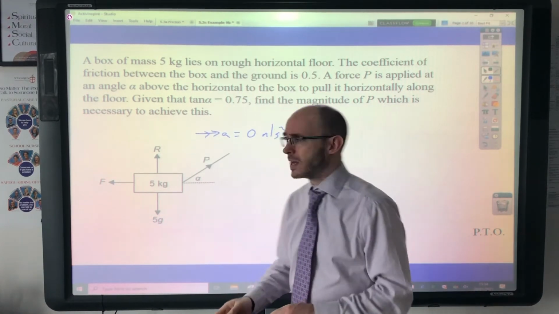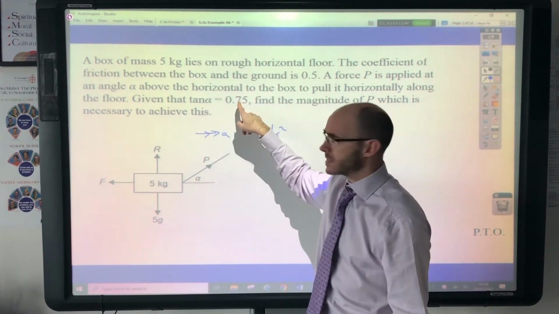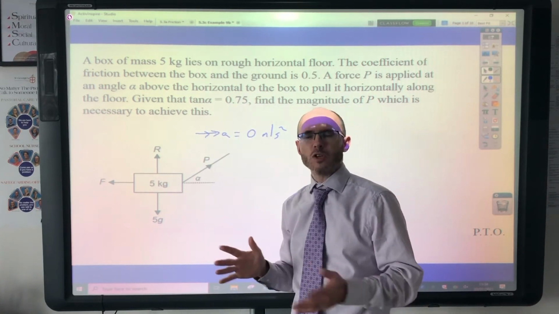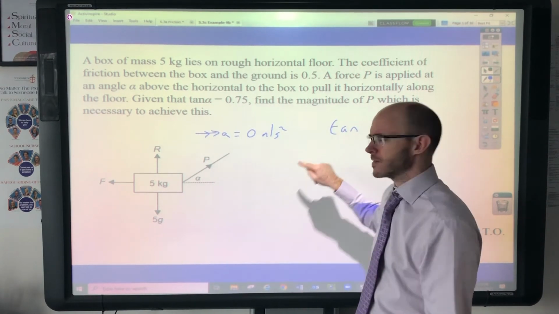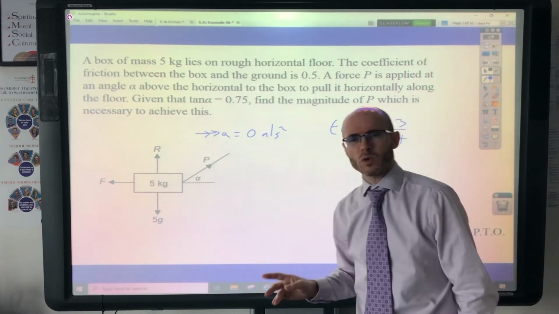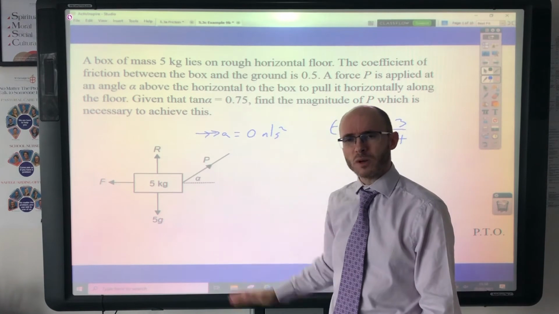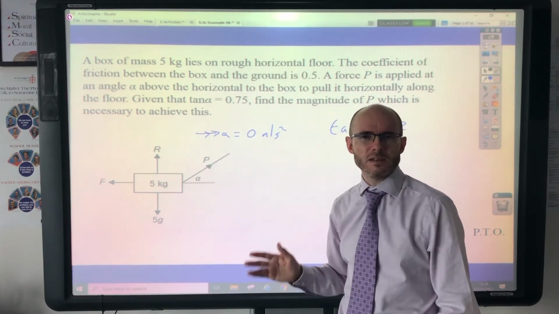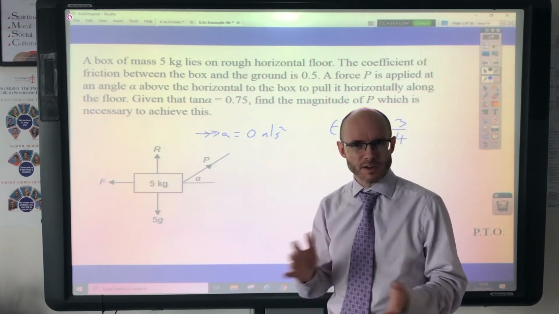The other thing, we're not actually given a value of alpha. We're told that tan alpha is 0.75. I suggest you write it as a fraction. You might be thinking, why as a fraction? Well, the answer is quite simple. When you're resolving horizontally and vertically, you're going to be using sine alpha and cosine alpha. So you don't really need to work out a value of alpha, as long as you've got an expression for sine alpha and cosine alpha.